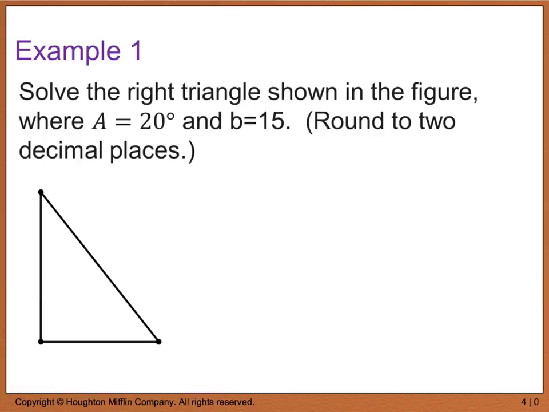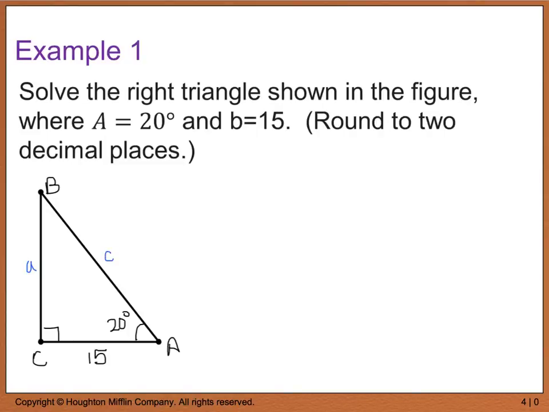Example 1 says to solve the right triangle shown in the figure, where A equals 20 degrees and B equals 15. So right here's my triangle that I'm going to solve. Typically, if a triangle is not given to you, I would highly suggest that you make at least a sketch. And if you recall from geometry, the side length that is opposite of the angle is going to be the lowercase letter. So this here would be like lowercase a, this here is side length lowercase c.